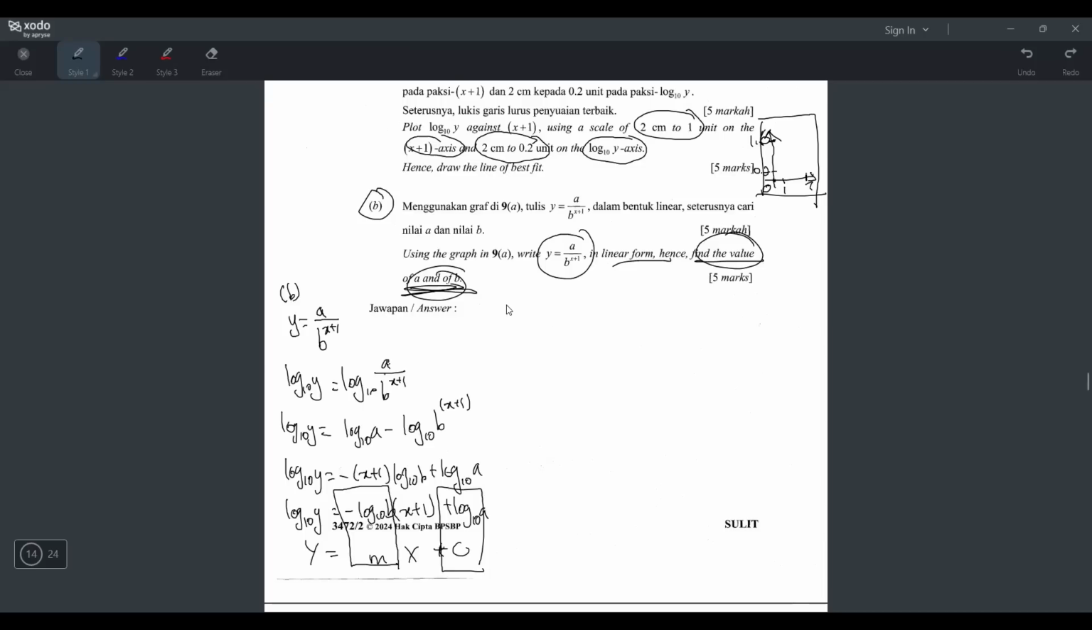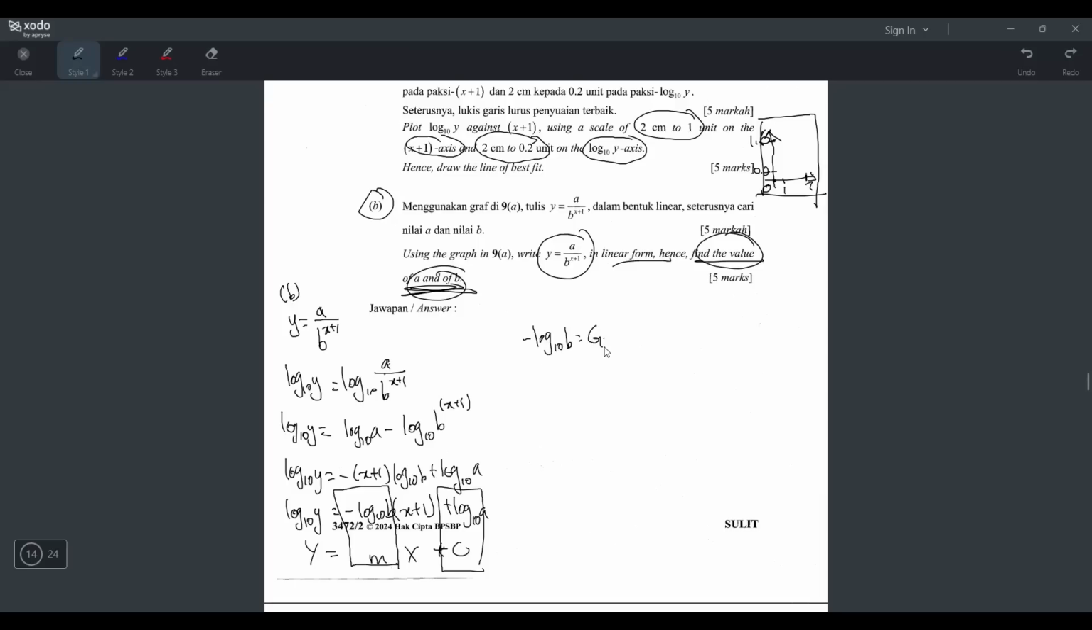find. Tapi you jangan cakap, oh sir, A is the gradient, B is the y-intercept. Salah, salah. Bukan. A bukan gradient. Bukan tengok macam ni. You kena tengok you punya equation. Who's the gradient? It's not A, it's not B. It's negative log B. Nampak kan? So negative log B is the gradient.